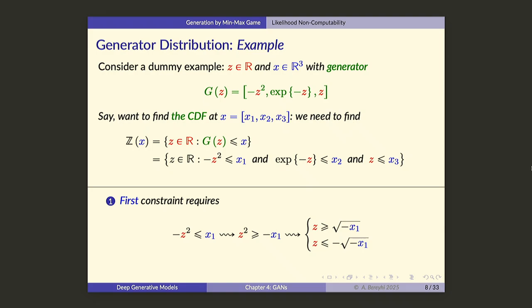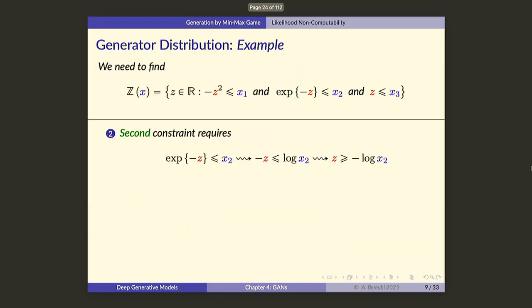So the set that is satisfying this condition is this one. So this is the z-axis, so the real axis. Here is 0. Here is the square root of minus x1. Here is minus the square root of minus x1. So this part and this part. Any points on these two parts is going to satisfy that condition, right? Clear. Okay, let's go now for the second one.